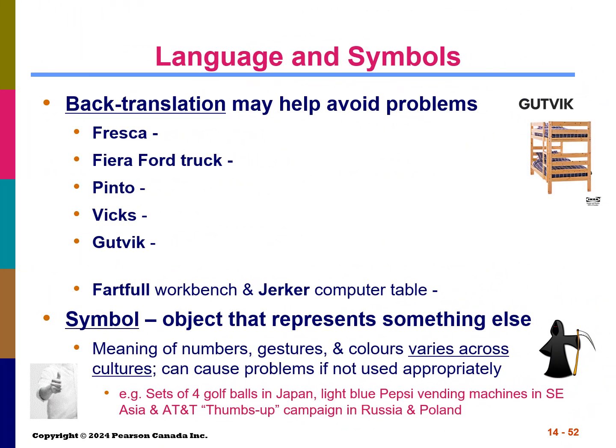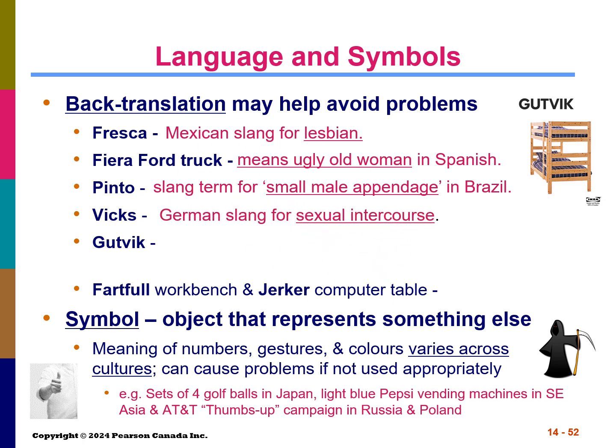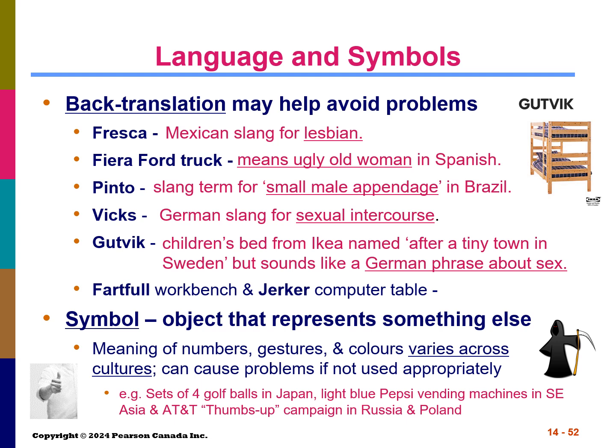Back translation may help avoid problems, translating from one language into the target language and back again to catch errors. Here are some errors that could have used a bit of back translation. Fresca is Mexican slang for lesbian. Fiera Ford truck means ugly old woman in Spanish. Pinto is slang for small male appendage in Brazil. Vix is German slang for sexual intercourse. Gudvik is a children's bed from IKEA named after a tiny town in Sweden, but sounds like a German phrase about sex. And the fartful workbench and jerker computer table from IKEA have not yet been explained.